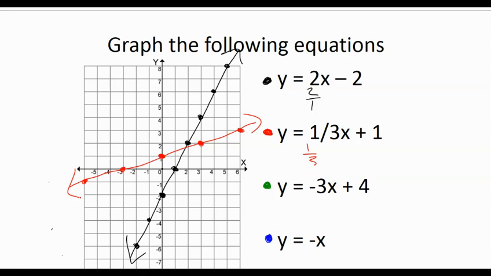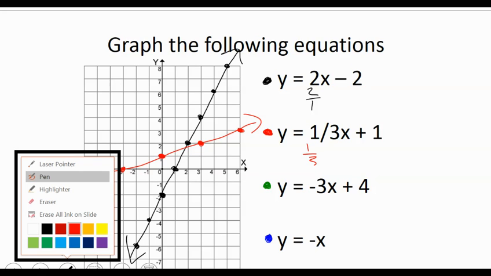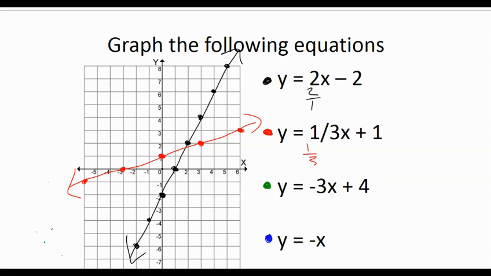All right, I want you to try the next two. Try the green and the blue. So pause the video, try those. All right, so the green one, y equals -3x plus 4. I'm going to put my y-intercept at 4. My slope is -3. So -3 as a fraction is -3 over 1. That tells me I'm going to go down 3, right 1. Down 3, right 1. Down 3, right 1. And I also can do the opposite, up 3, left 1.